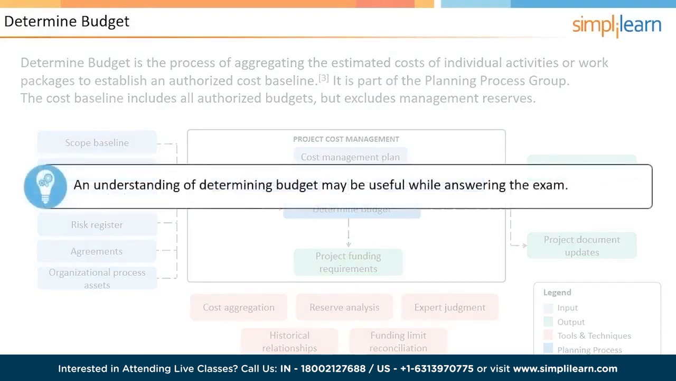An understanding of determining budget may be useful when answering questions in the PMP exam. So make a note of the inputs, tools and techniques, and outputs of determining budget. In the next screen, let us discuss the last process of project cost management, that is, control costs.